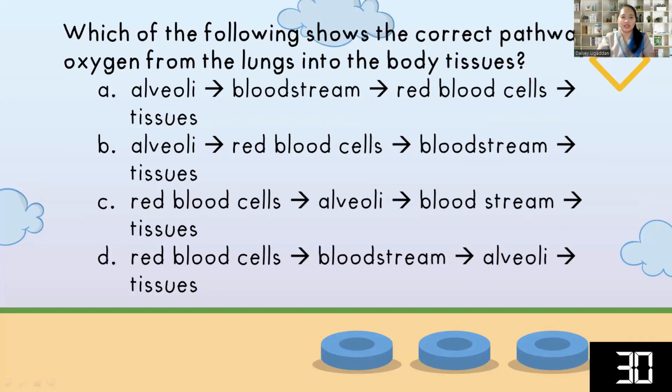Question number 23. Which of the following shows the correct pathway of oxygen from the lungs into the body tissues? A. Alveoli to bloodstream to red blood cells to tissues. B. Alveoli to red blood cells to bloodstream to tissues. C. Red blood cells to alveoli to bloodstream to tissues. Or D. Red blood cells to bloodstream to alveoli to tissues. Please key in your answer in the comment section.